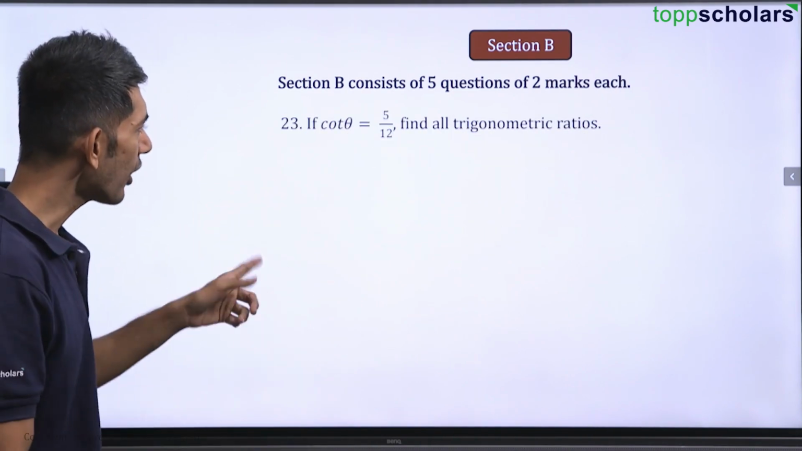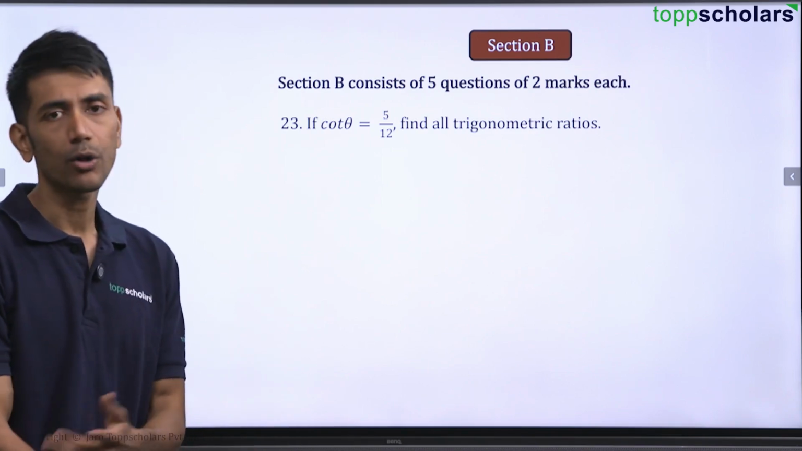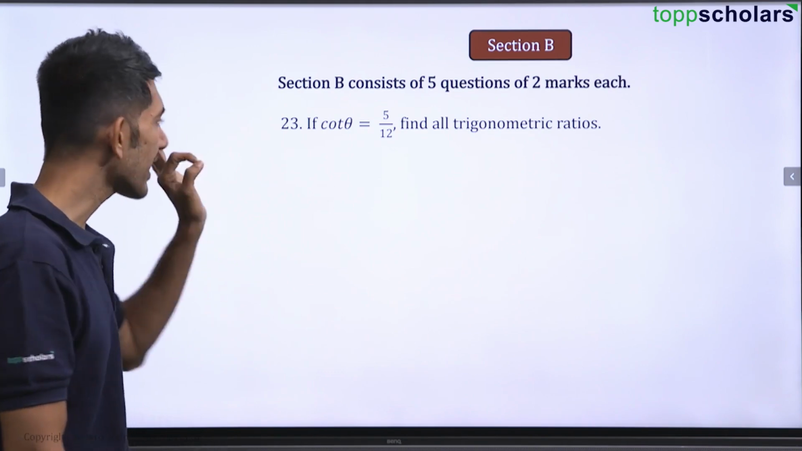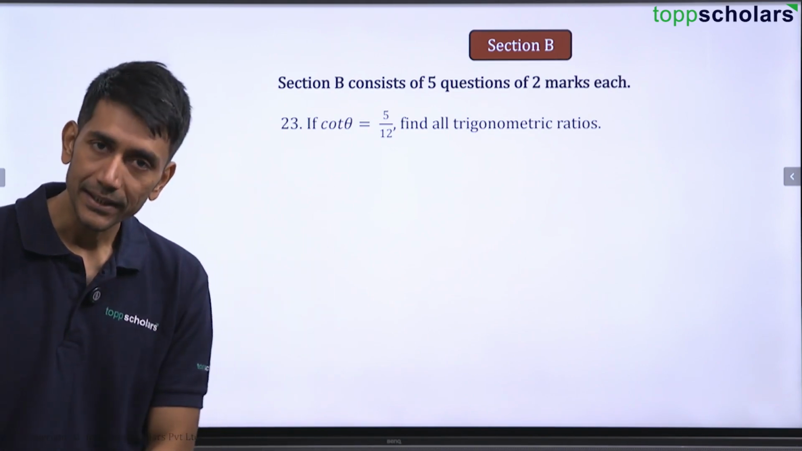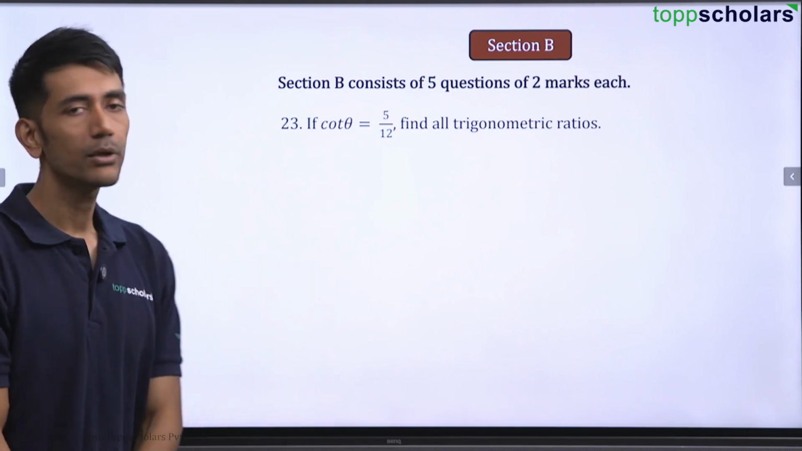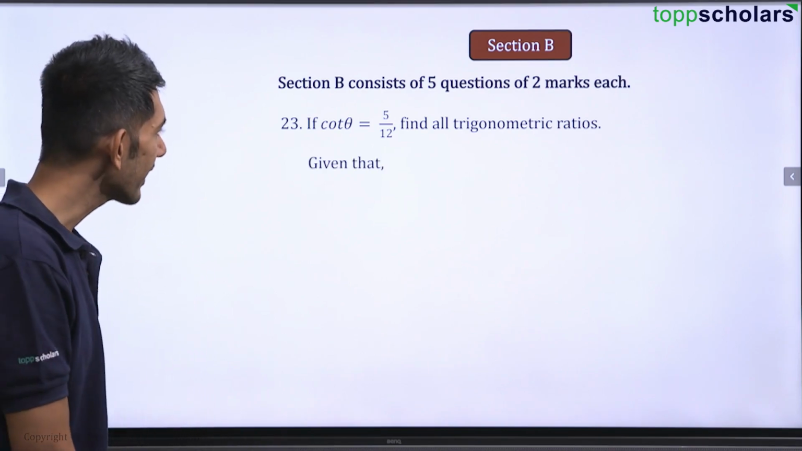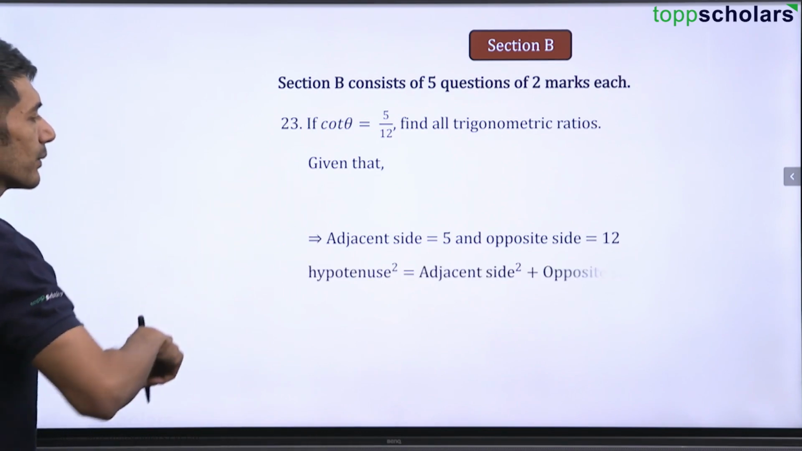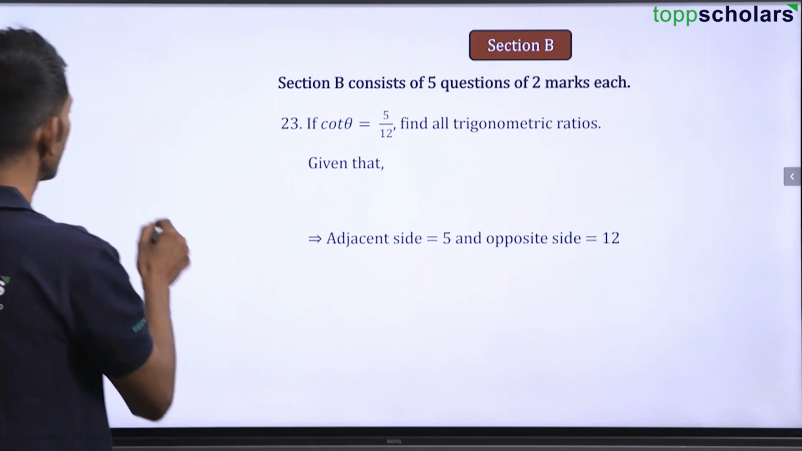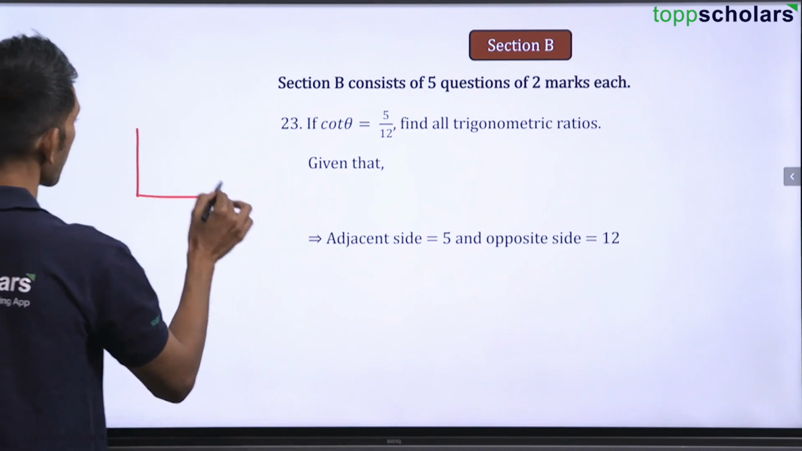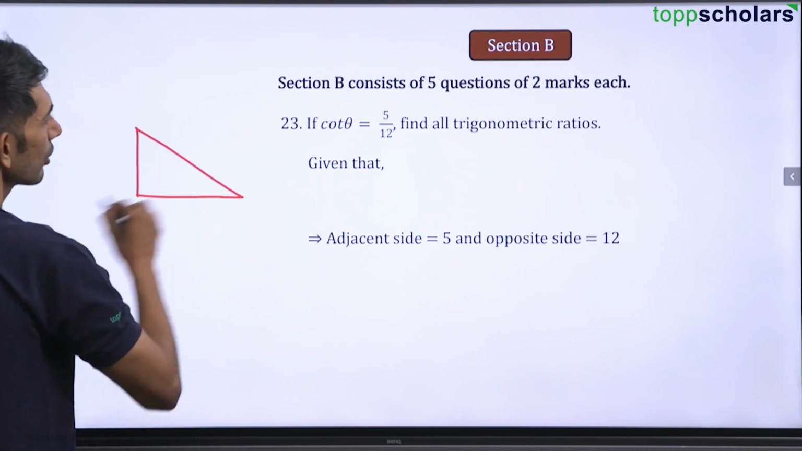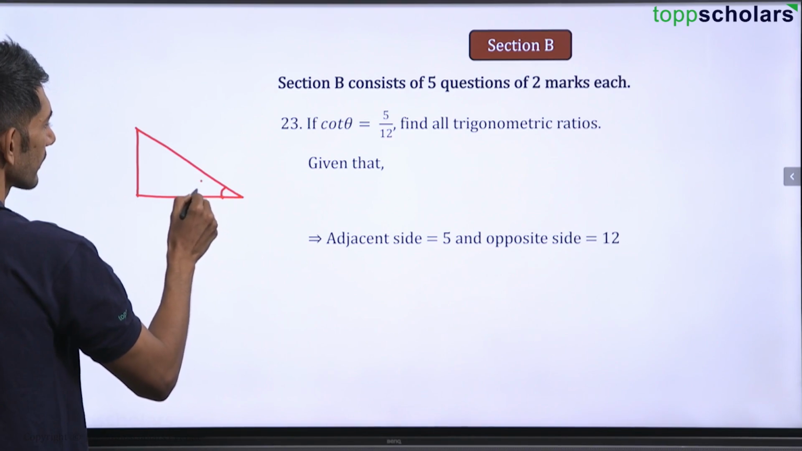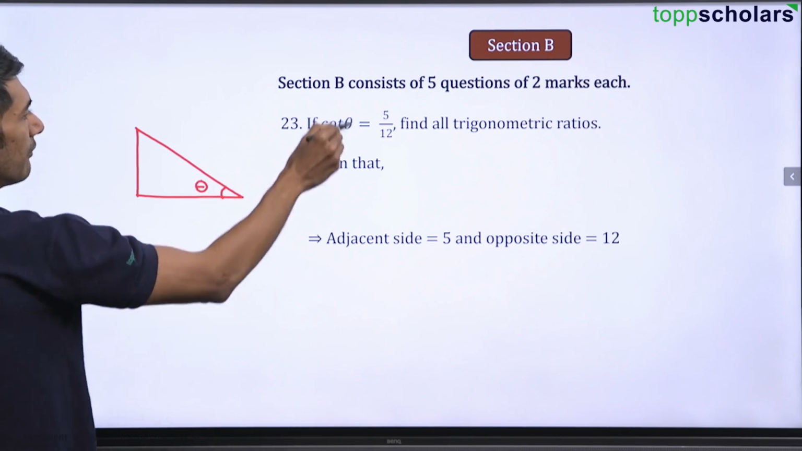Now it is given if cot theta is 5 by 12, find all the trigonometric ratios. 2 ways of doing it. If you are comfortable doing it with identities, do it with identities. If you are not comfortable doing it with identities, you can take a triangle and do it. So already it is given that cot theta is 5 by 12, right? So if I take a triangle, cot theta is 5 by 12 and this is theta.